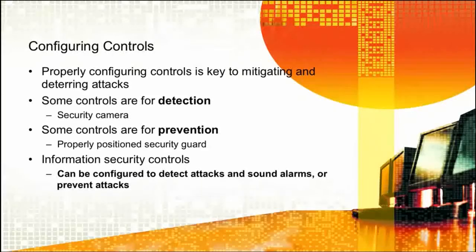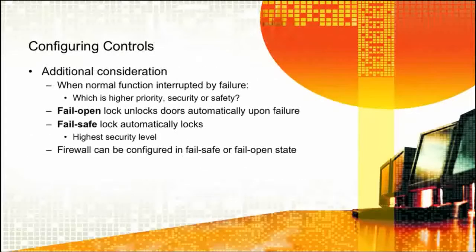Next, properly configuring controls is key to mitigating and deterring attack. Some controls are for detection, like a security camera. Some controls are for prevention, like a security guard or a fence. There are also information security controls. These can be configured to detect attack and sound alarm or prevent attacks.